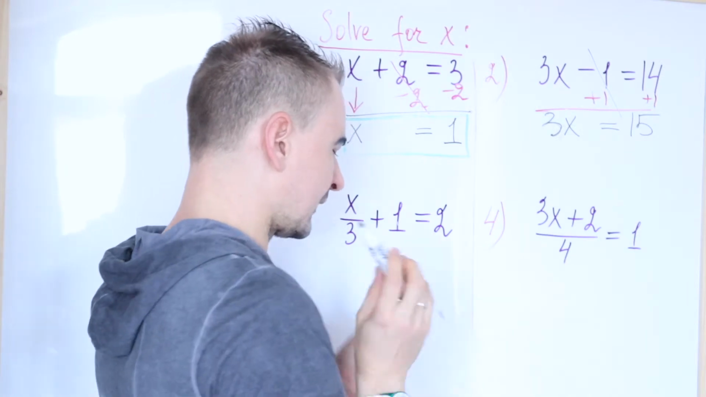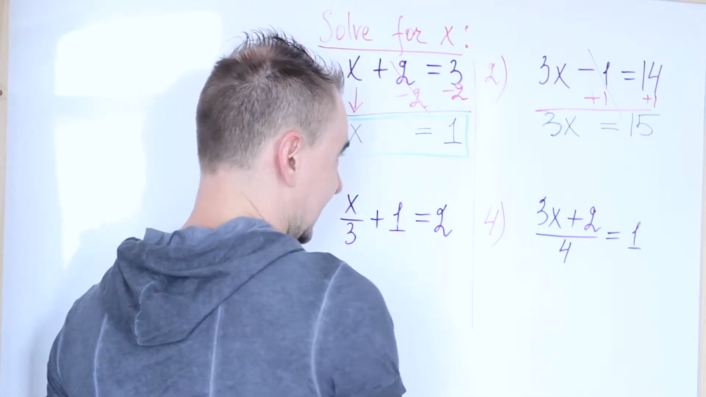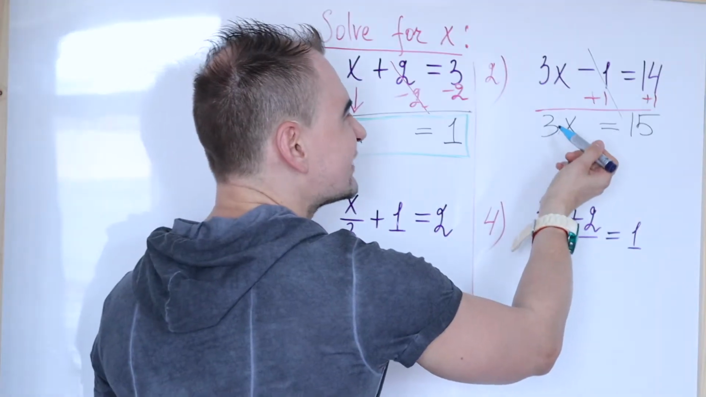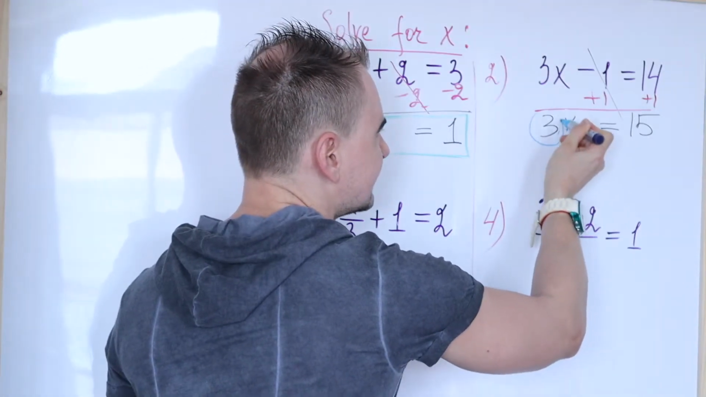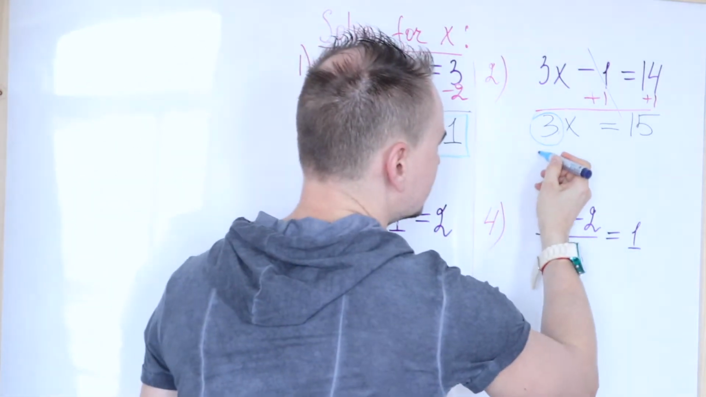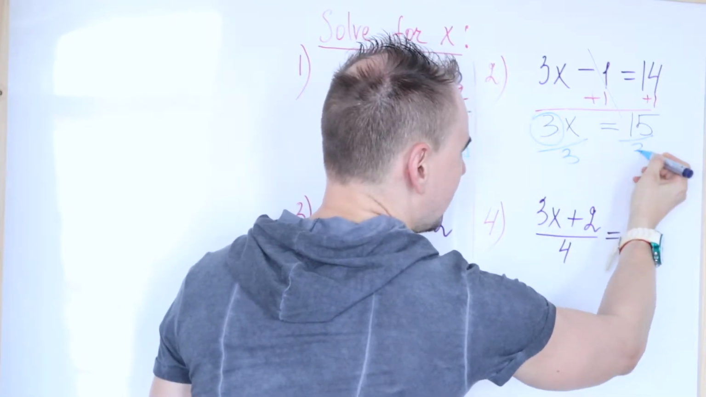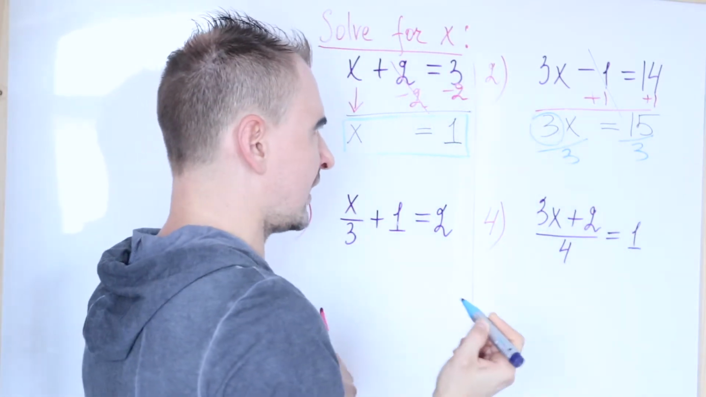Now again, we're aiming for x. We want to isolate x and get it alone. Whatever is attached to your x, in this case it's 3, divide through both sides. So you want to divide 3 by 3. The same applies, the same goes for the right side.